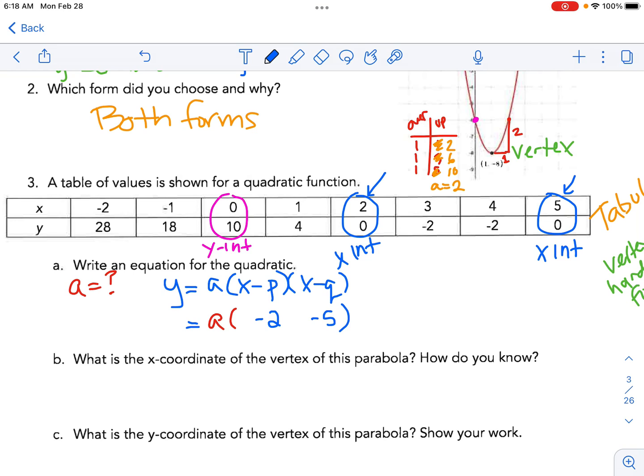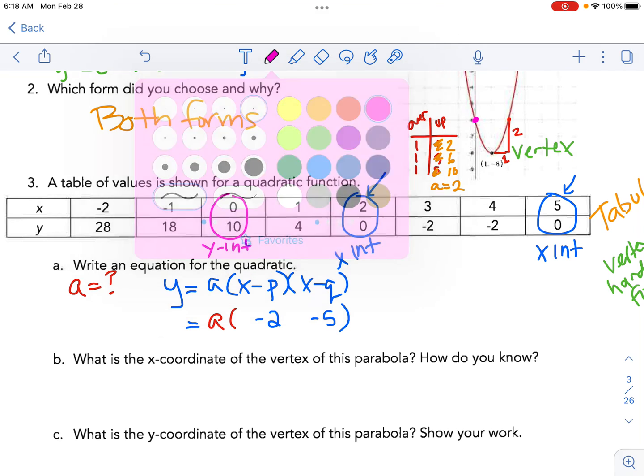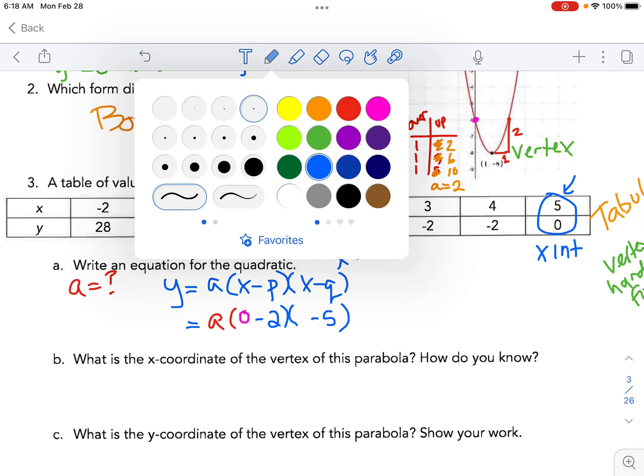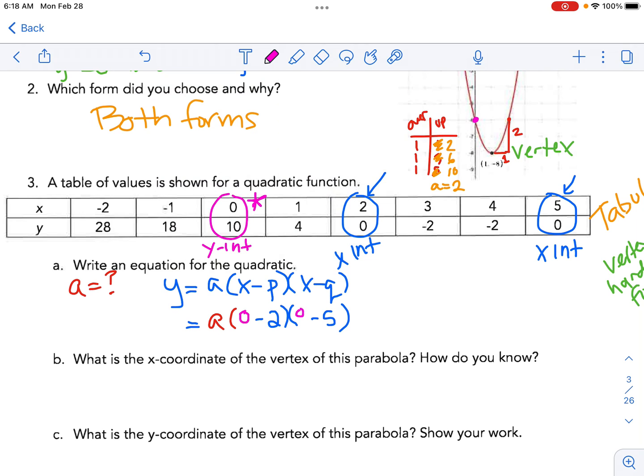And then in order to solve for a, we need an x and a y. And that is where the y-intercept comes in handy. You could use any point in that table, but the y-intercept gives us an x value of 0. And so that is really convenient because 0 is a lot easier to do calculations with than any other point.